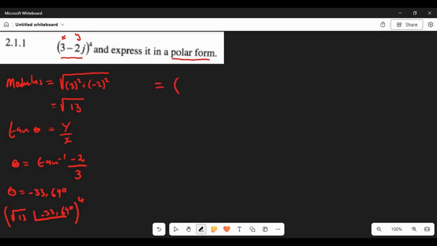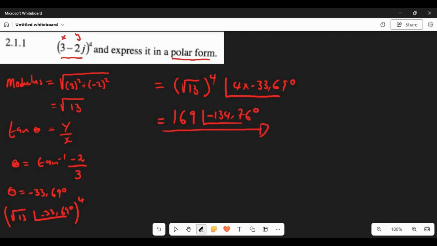We're going to say root 13 to the power of 4, this 4 here, and then when it comes to the angle, it's going to be 4 multiplied by negative 33.69 degrees. Now when you put this on a calculator, you will have 169, and then you will have the angle of negative 134.76 degrees. Basically, this is how you do this one, guys.